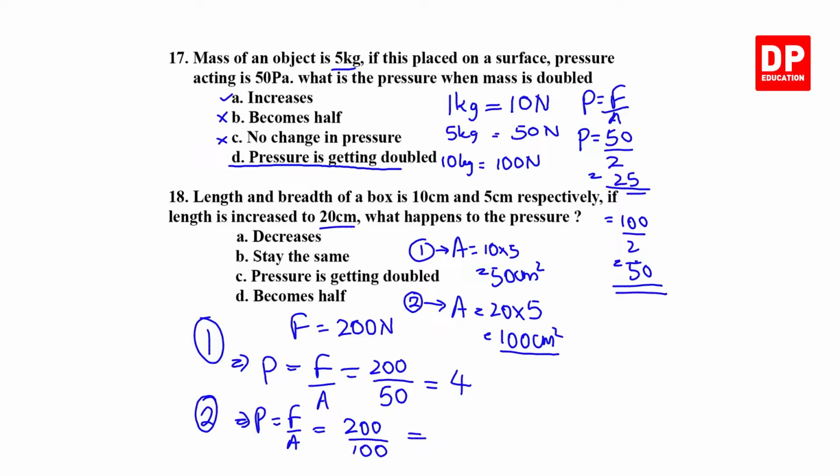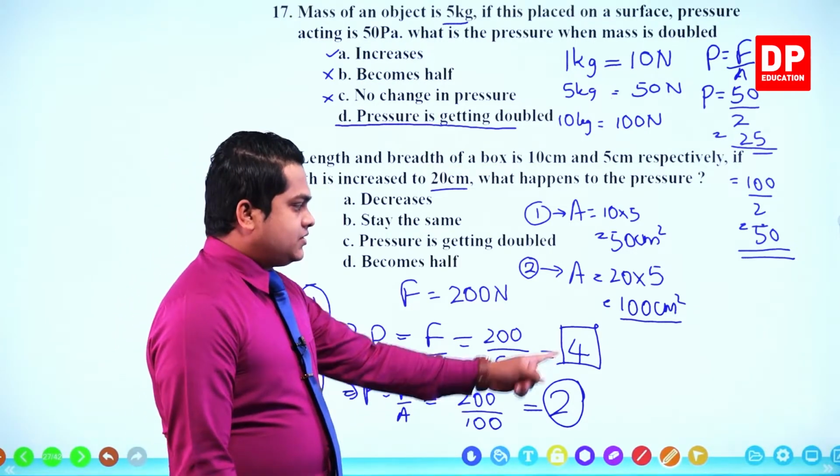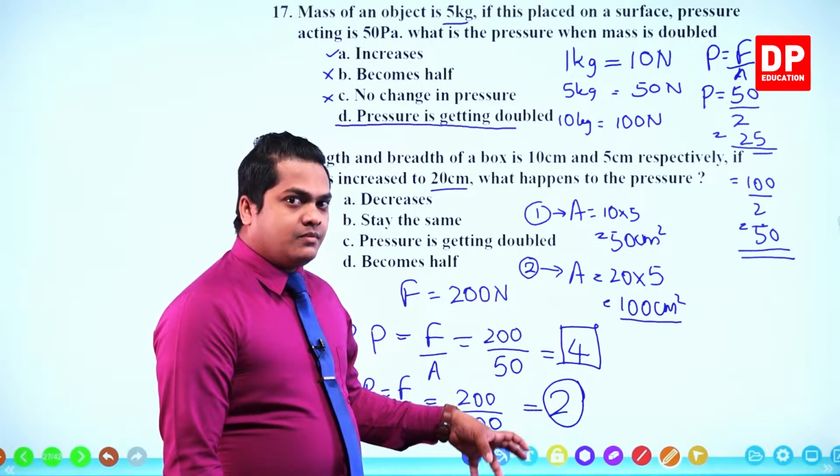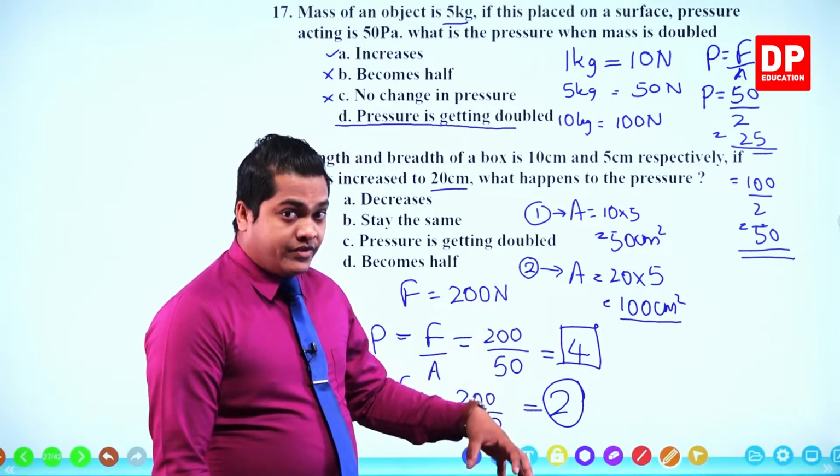Force remains the same. Answer becoming 2. So earlier it was 4. Now it is 2. You can clearly see it. So the pressure has got halved, right? Pressure has got halved, or pressure has got reduced.